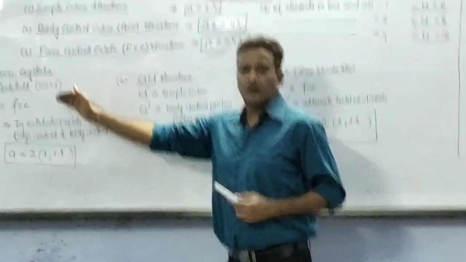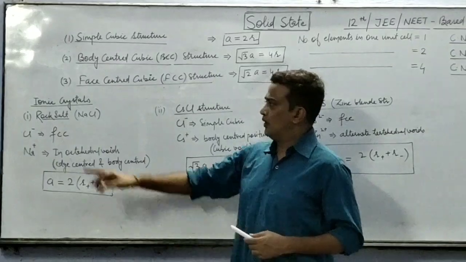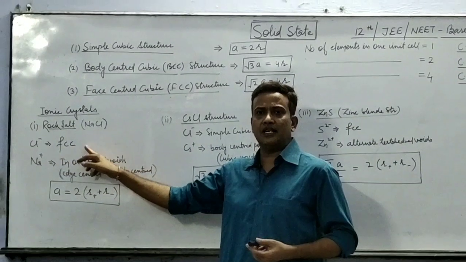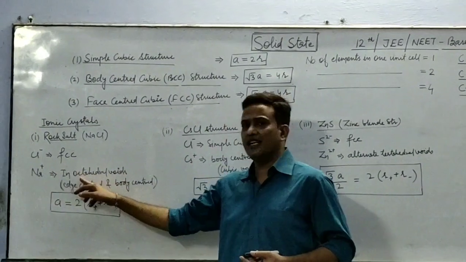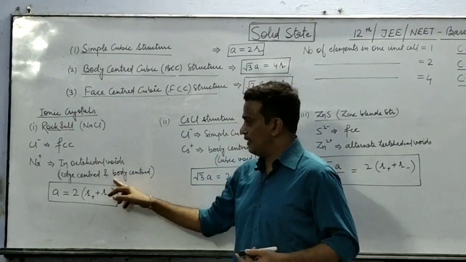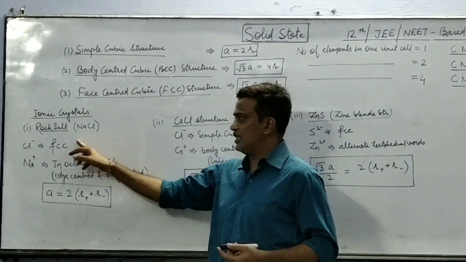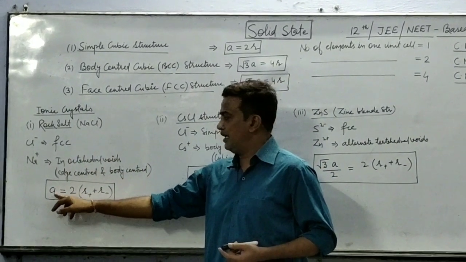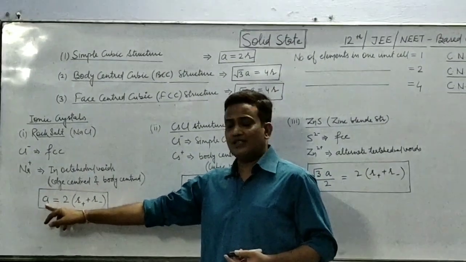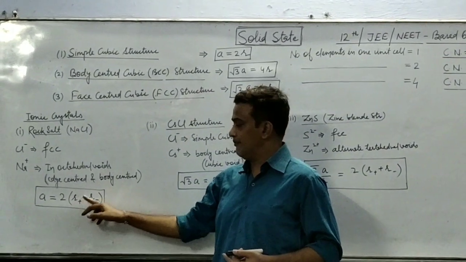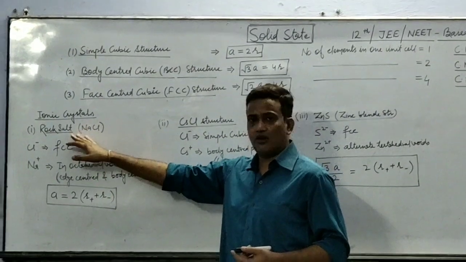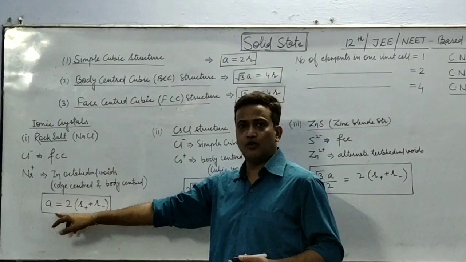Then three important types of ionic crystal structures. One, that is rock salt structure, NaCl structure, in which Cl negative is crystallized in FCC structure and Na positive ions are present in octahedral voids, that is edge centered position as well as body centered position. And for this type of structure you have to learn a is equal to 2 into r positive plus r negative. a the edge length, r positive the radius of cation and r negative the radius of anion. All the structures that are of rock salt type will obey this formula.